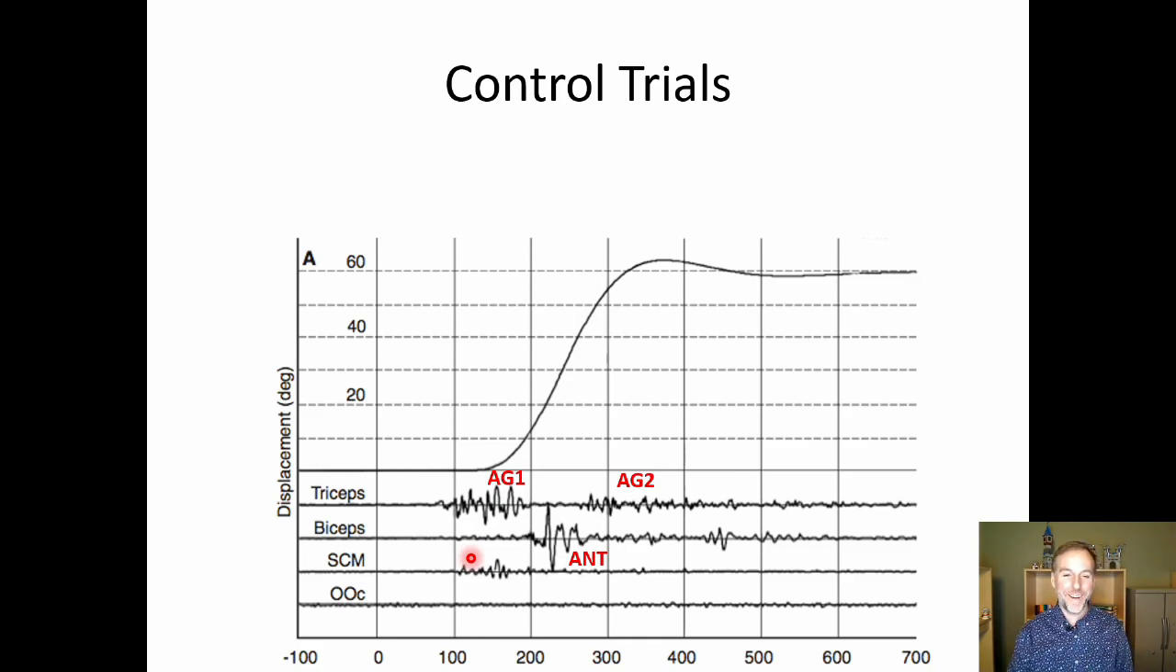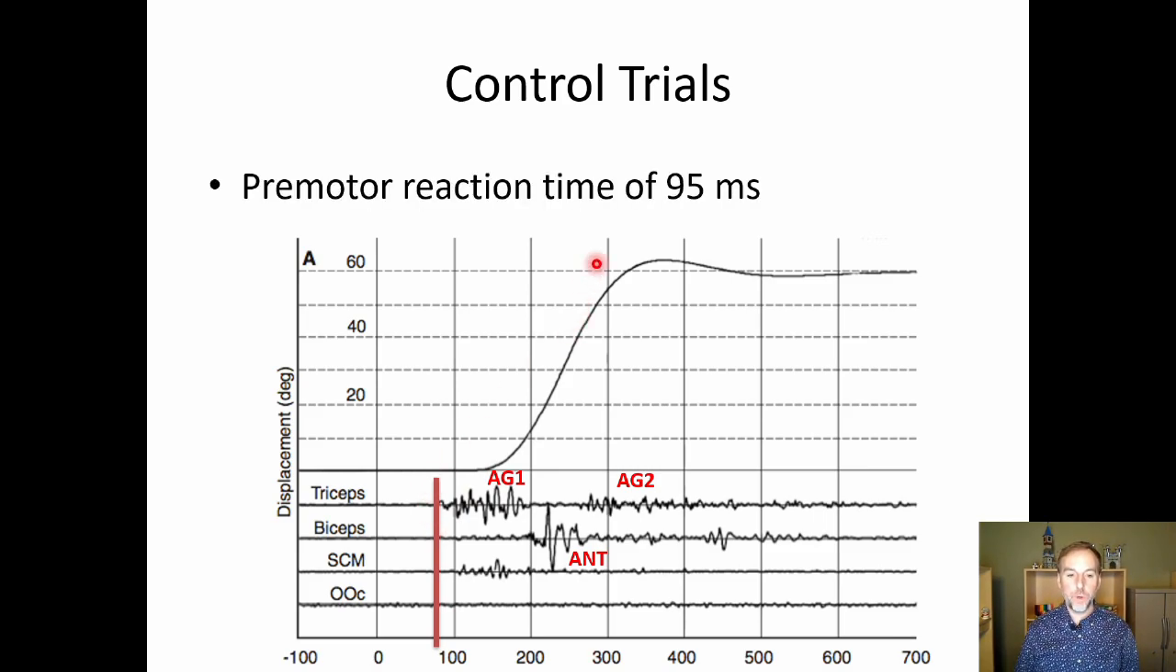One last thing for it here. Instead of measuring reaction time, which is when the movement begins, because we have EMG data, we can actually measure premotor reaction time, which is when muscle activity begins. And this is going to be shorter, remember, because the agonist begins before movement onset. And here what they found in this experiment, that the premotor reaction time, on average was 95 milliseconds. And that's going to be important when we look at startle trials.